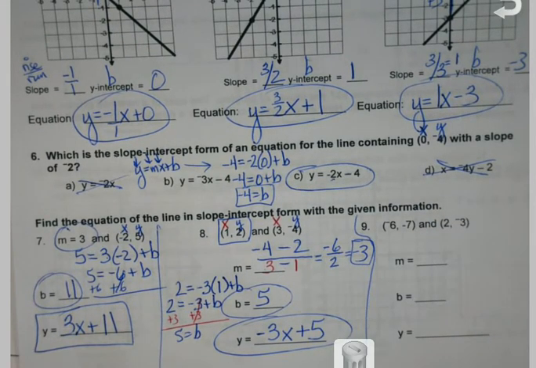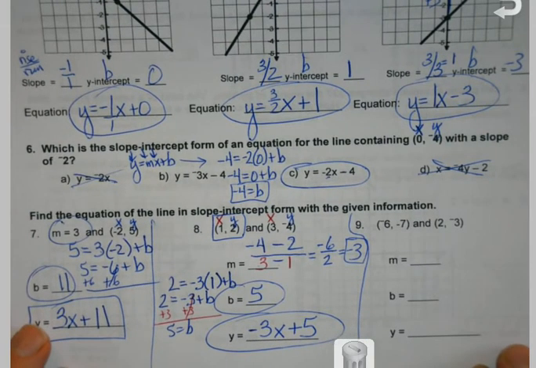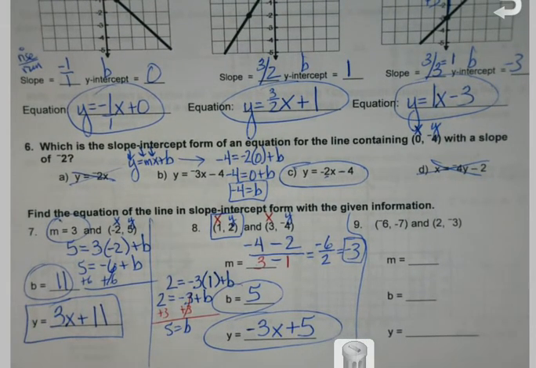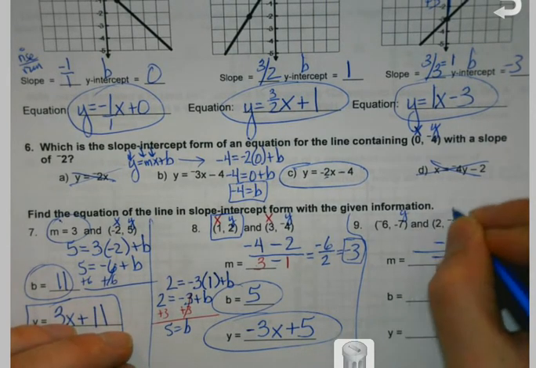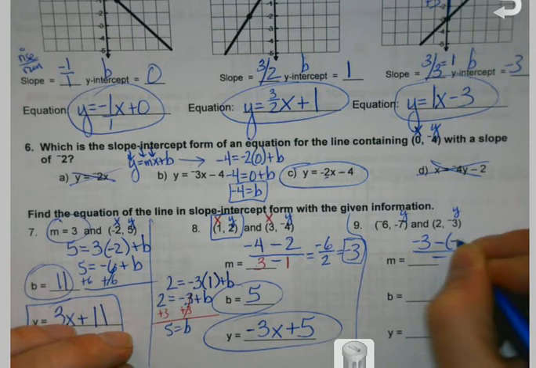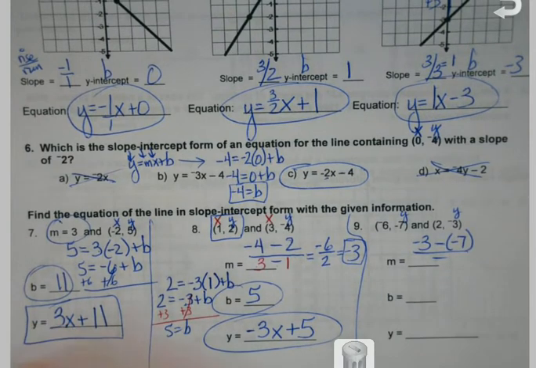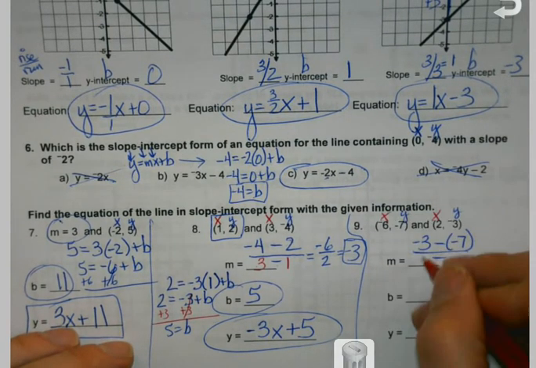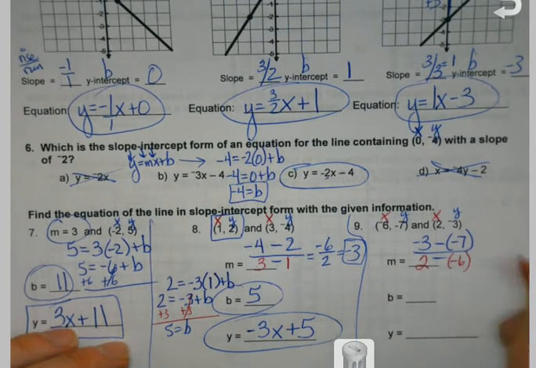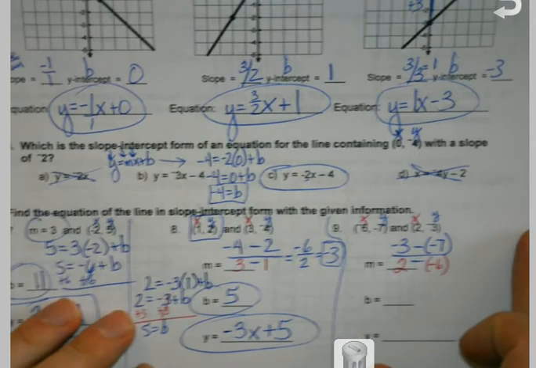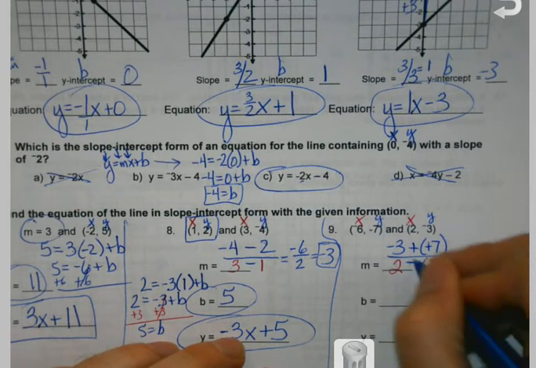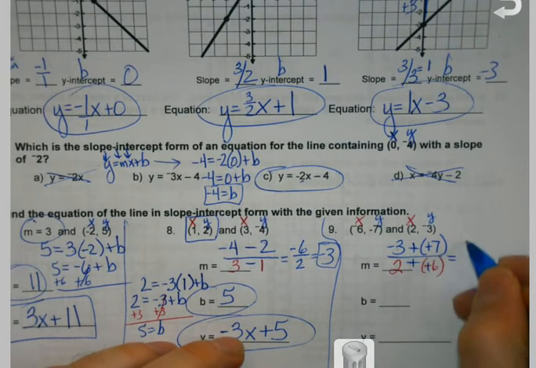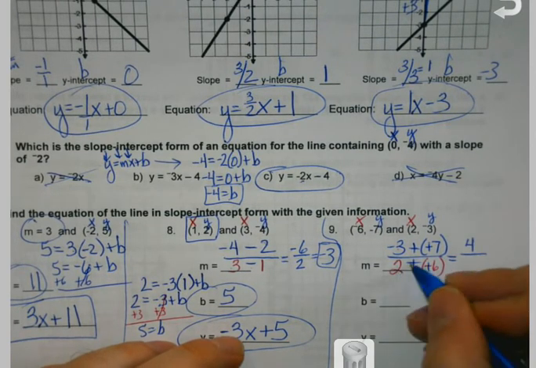And I'm going to do that one more time here on number 9 to make sure I'm ready to go. Got my y's here, so -3 and -7. Got my x's, 2 and -6. What happens when you minus a negative? That's right. Becomes plus. So -3 plus 7 is 4. 2 plus 6 is 8.